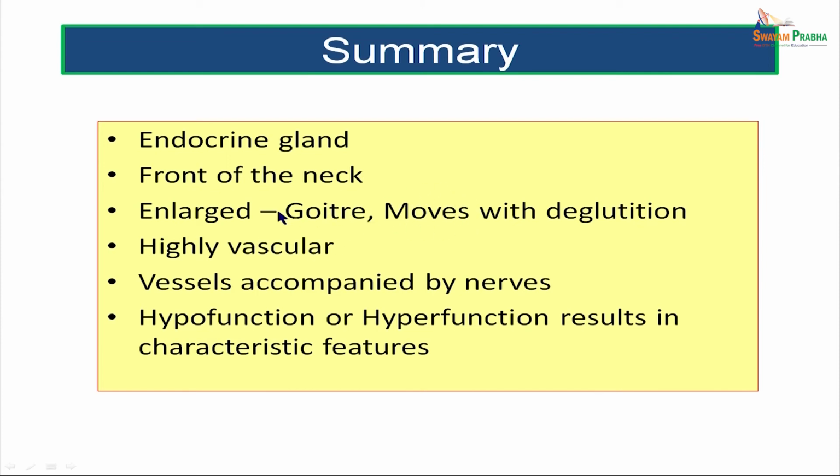It is a highly vascular organ, which can be compared with the kidney and the suprarenal gland. The vessels which are supplying here are accompanied by nerves, which has to be kept in mind while doing thyroidectomy and ligation of the arteries, whether it should be closer to the gland or away from the gland to save the nerves. The hypofunction or hyperfunction of the thyroid gland, where the hormone level is decreased or increased, results in production of characteristic features which can be easily identified. So, that should be kept in mind.